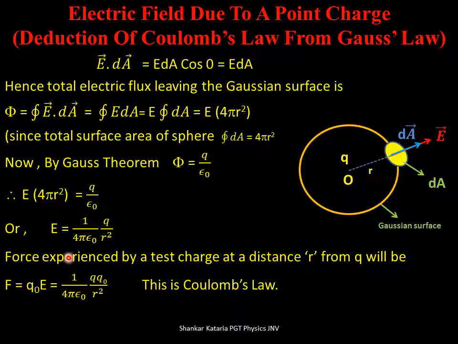Now if we write an equation for force experienced by any charge placed at this point, which is at a distance r from this charge Q, so let Q naught be placed at this point, then the force experienced by this charge Q naught would be Q naught E, which would be written as 1 upon 4 pi epsilon naught Q Q naught by r squared. So hence we have obtained Coulomb's law from Gauss law.